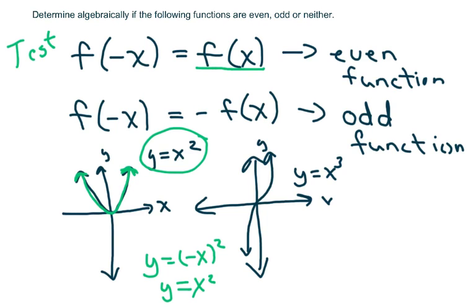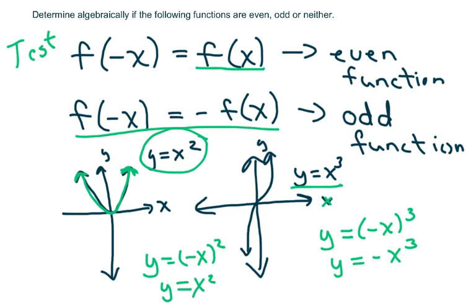The odd function would be this one right here. So when I plug in negative x into y equals x cubed, this is the test, I get y equals negative x cubed. So this follows this definition, and it's an odd function. An odd function is symmetric about the origin. So it goes through the origin.